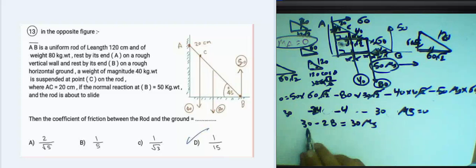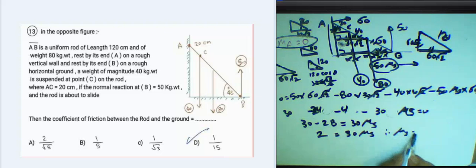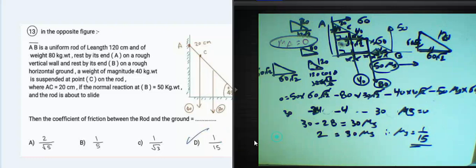It will be 30 minus 28 equals 2, equals 30 mu statics, then mu statics equals 2 over 30, it will be 1 over 15. Letter D. Understood?